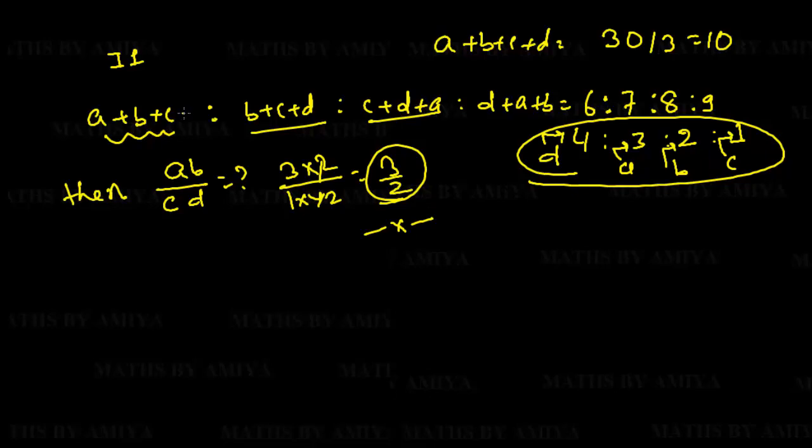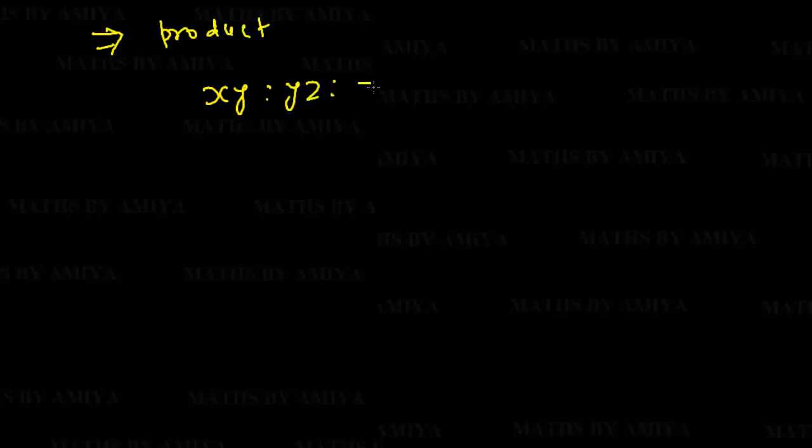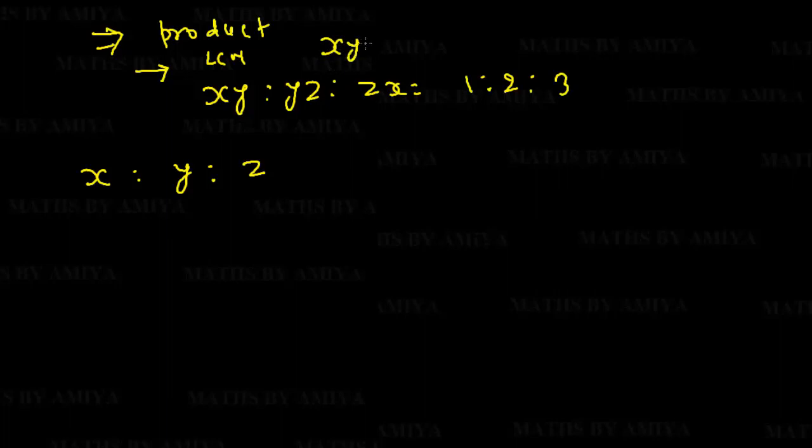Now check the product ratio merger. Again, say xy is to yz is to zx is 1 is to 2 is to 3. Then what is the simplest ratio of x is to y is to z? The shortcut concept says don't go for the product, take the LCM of the variables xy, yz, zx. LCM is xyz and the LCM of the ratio is 6.